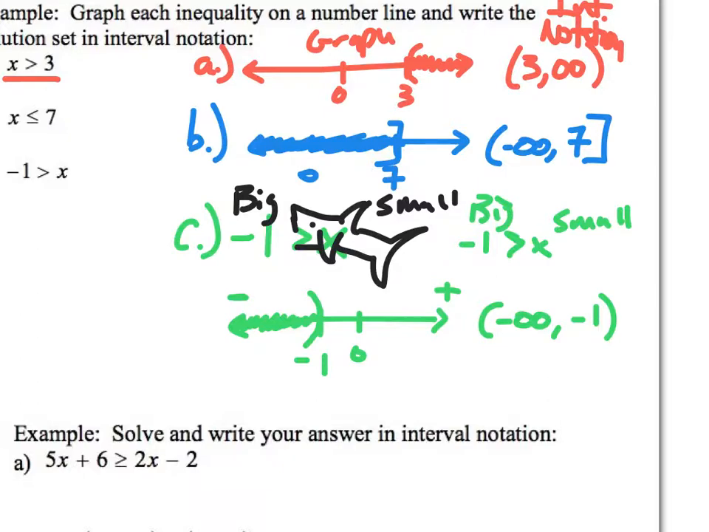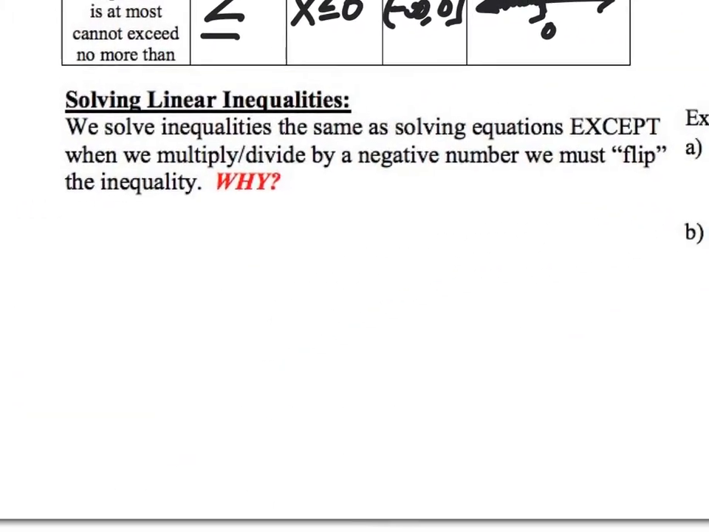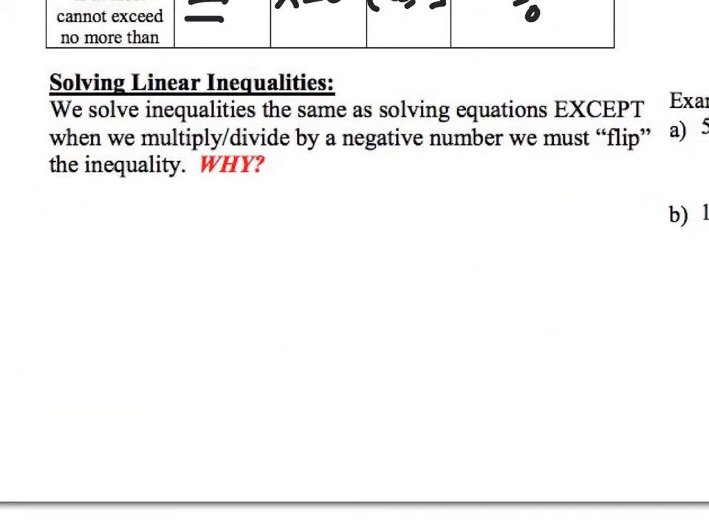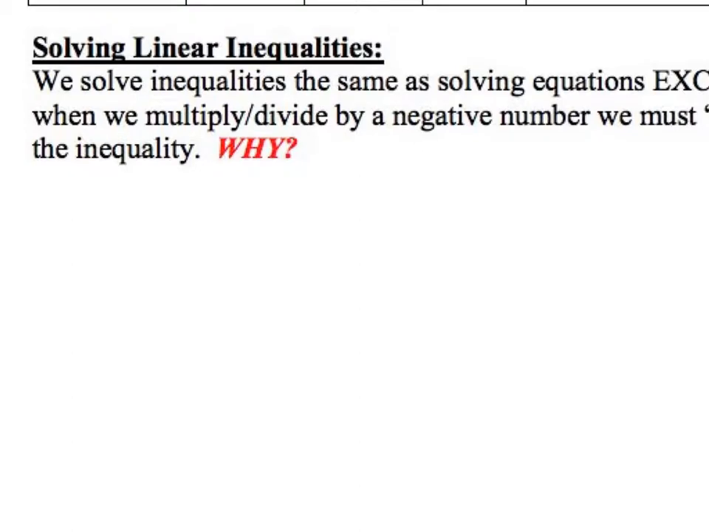All right, let's take a look at the last part of this page. And I want to talk about solving linear inequalities. And so we solve inequalities the same way as solving equations, except when we multiply or divide by a negative number, we must flip the inequality. And we're wondering why that's the case, because you may have seen that before.